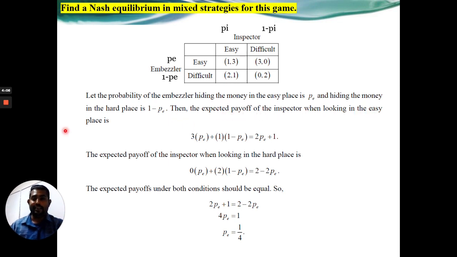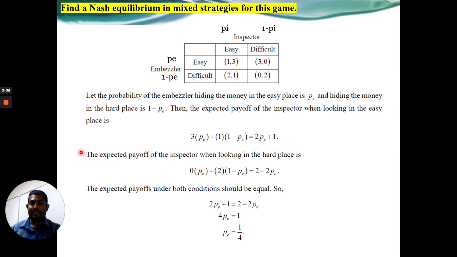So now I think all of you already understand how we should do the mixed strategy. So the expected payoff for the inspector when looking at the easy place: we are referring to this column, and it means that we will take 3 PE plus 1, the second value, times 1 minus PE, which equals 2 PE plus 1. This one I think is easy, right?